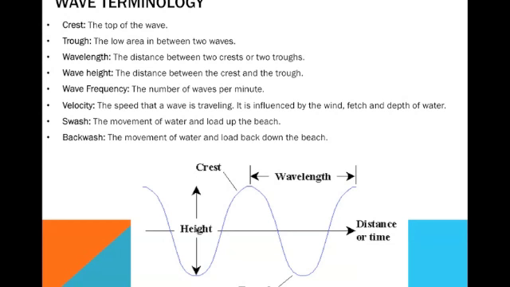So in physics, half of it is called the amplitude. Here in geography, wave height is just twice the amplitude. Wave frequency, which is the number of waves per minute. Velocity is the speed that a wave is traveling, and that speed is influenced by the wind, the fetch, and the depth of the water. Swash is the movement of water and load up the beach.